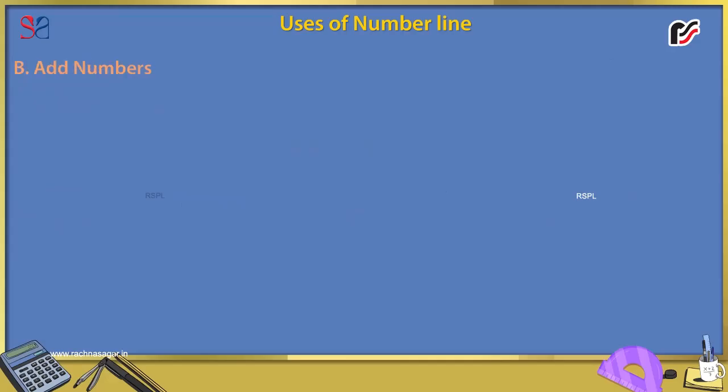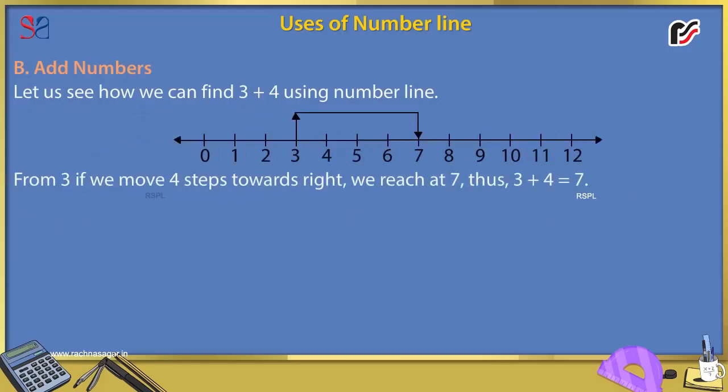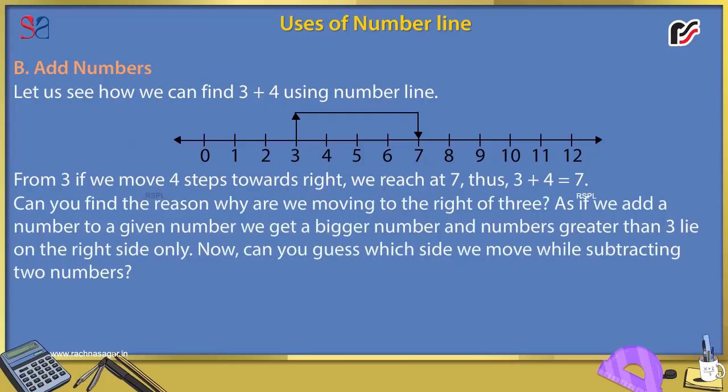B. Add numbers. Let us see how we can find 3 plus 4 using number line. From 3, if we move 4 steps towards right, we reach 7. Thus, 3 plus 4 is equal to 7. Can you find the reason why we are moving to the right of 3? As if we add a number to a given number, we get a bigger number and numbers greater than 3 lie on the right side only. Now can you guess which side we move while subtracting two numbers?